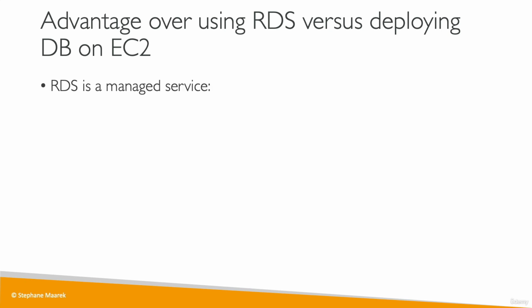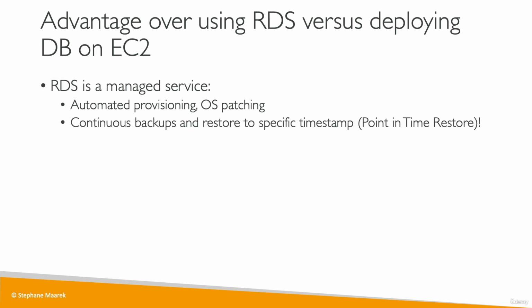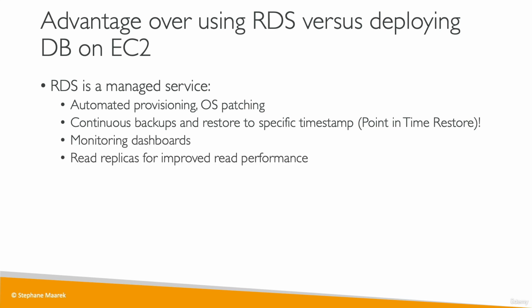Well, RDS is a managed database service, so provisioning the database will be automatic. The patching of the operating system will be done by AWS. We will have continuous backups and restore options with point-in-time restore. We'll have monitoring dashboards to see if our database is doing good. We'll be able to scale the reads by creating read replicas and improve the read performance. We will have the way to set up multi-AZ to make sure that we have a plan for disaster recovery against a whole availability zone going down.